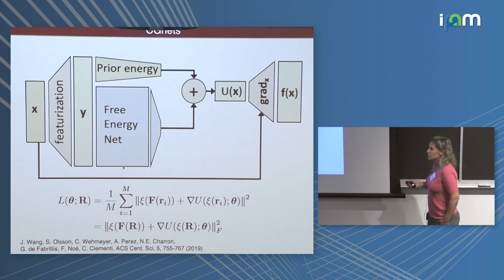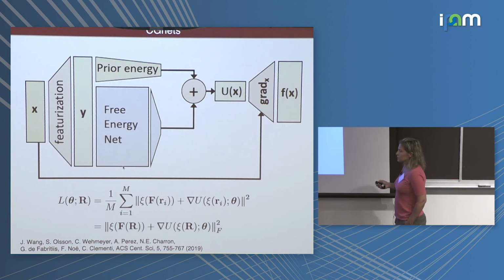Yes, sorry, just one: you have X's and R's. Earlier, your notation was that X was coarse-grained and R was... No, R here is the coarse-grained, sorry. Okay, so in the input here, it's all the coarse-grained. Yes, yes.